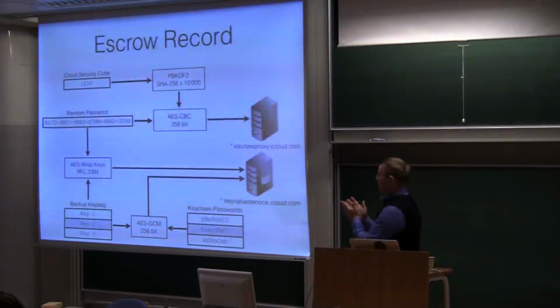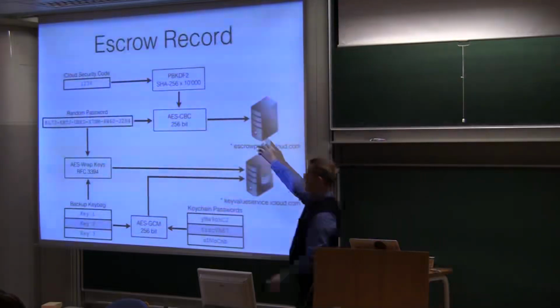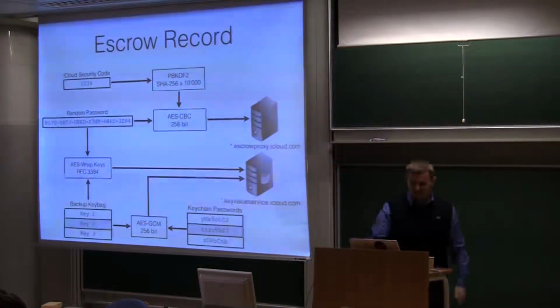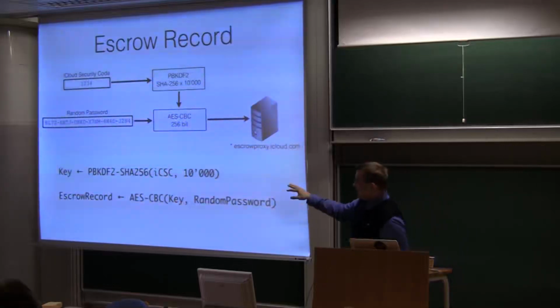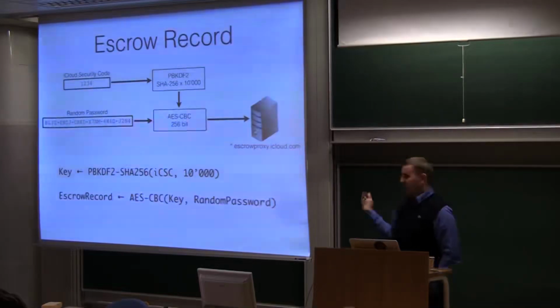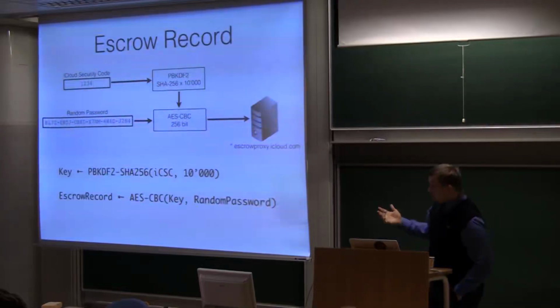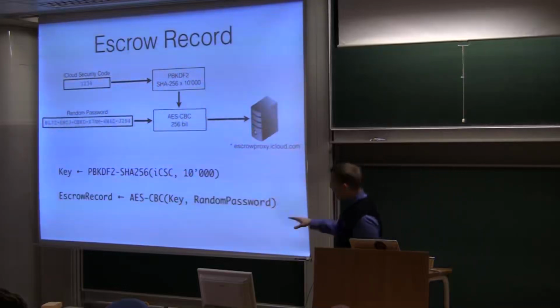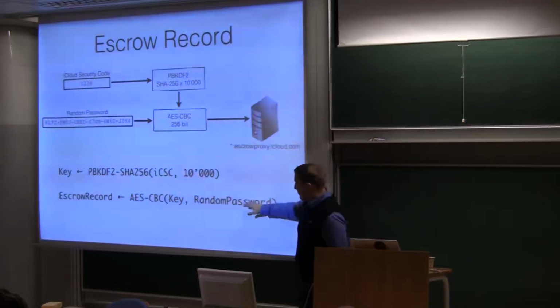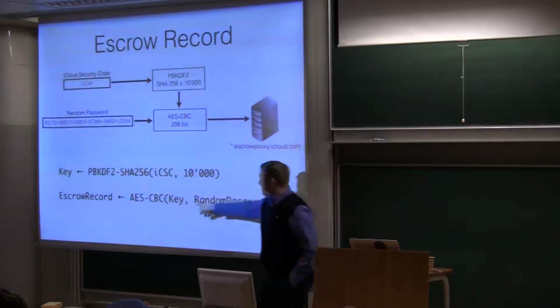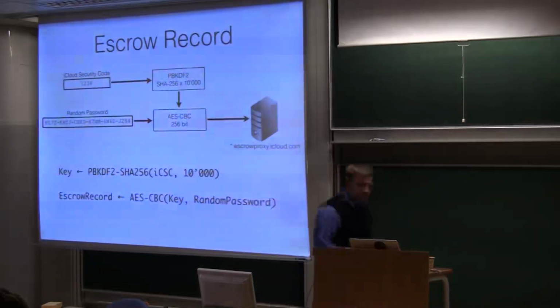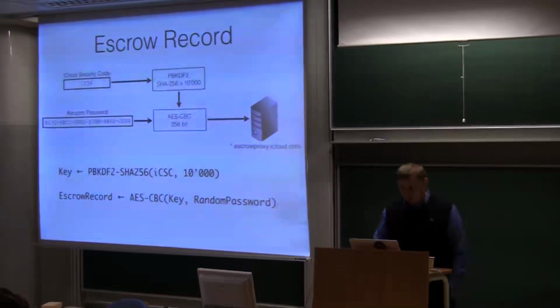Look at this and try to figure out what exactly we can get from this server. Well, I can help you. We will get an escrow record, which is a random password encrypted with the key computed from the iCloud security code. And our goal is to somehow decrypt the passwords that are sent to iCloud from the keychain. To decrypt the keychain, we need to get the random password. To get the random password, we need to get the key. And to get the key, we need to get the iCloud security code. So how do we do this?